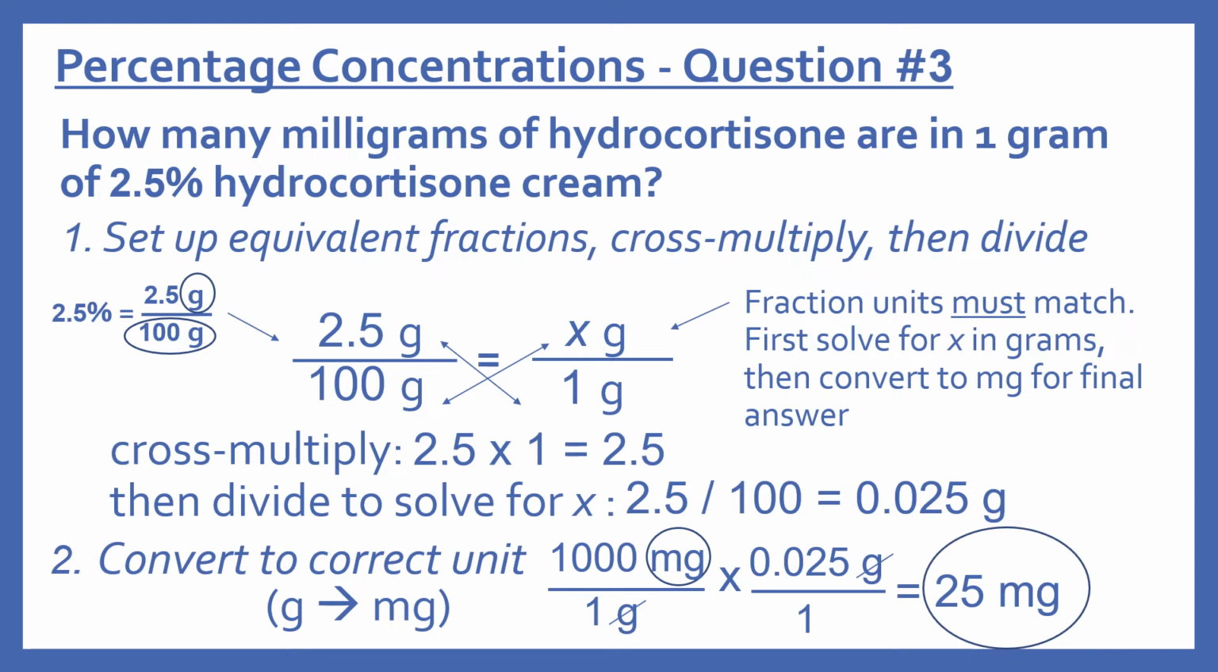And to do this, there are 1,000 milligrams per 1 gram, and we're going to multiply that by 0.025 grams over 1. Our grams cancel out because there's a gram on the top, a gram on the bottom, and we're left with milligrams for the top unit. So that's what we want. We want this in milligrams. So now we'll just do the math and multiply 1,000 times 0.025, and that gives us 25 milligrams. So there are 25 milligrams of hydrocortisone in 1 gram of the 2.5% hydrocortisone cream.